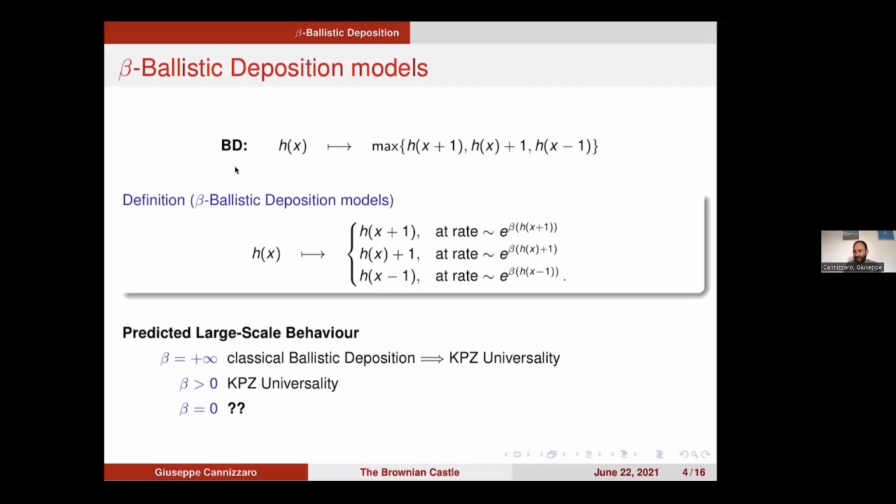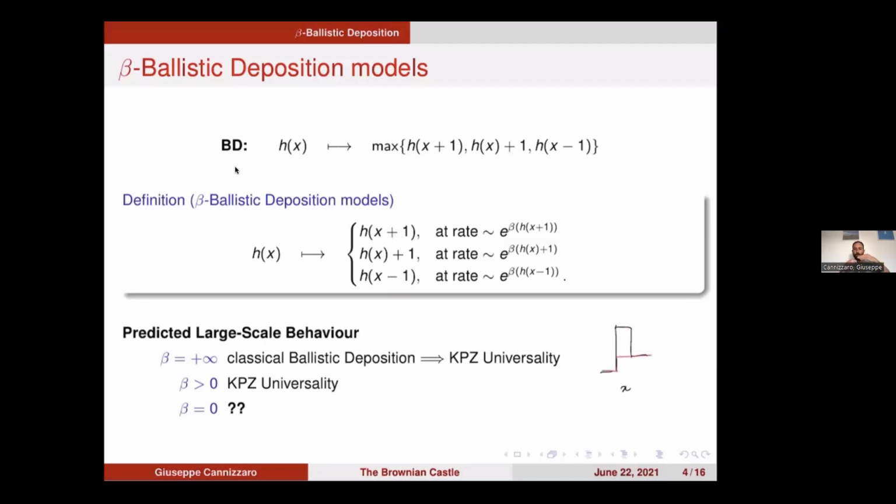Now for beta strictly positive, the main features of the model are unaltered. So what one would expect is again to see KPZ type behavior. But what happens for beta equal to 0? For beta equal to 0, these three rates are equal, and they are independent of the height function. And now imagine this is your height function, and the Poisson clock rings at location x. Then what may happen is that my height function decides to take the value on the right, so that the new height function is going to be something like this.